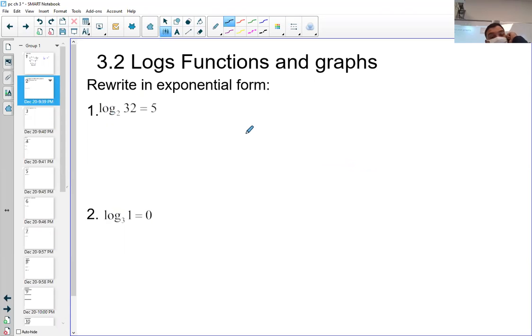So 3.2, log functions and graphs. We're going to do a couple of things. First one we're going to do is rewrite in exponential form. I'll let you guys copy this down.